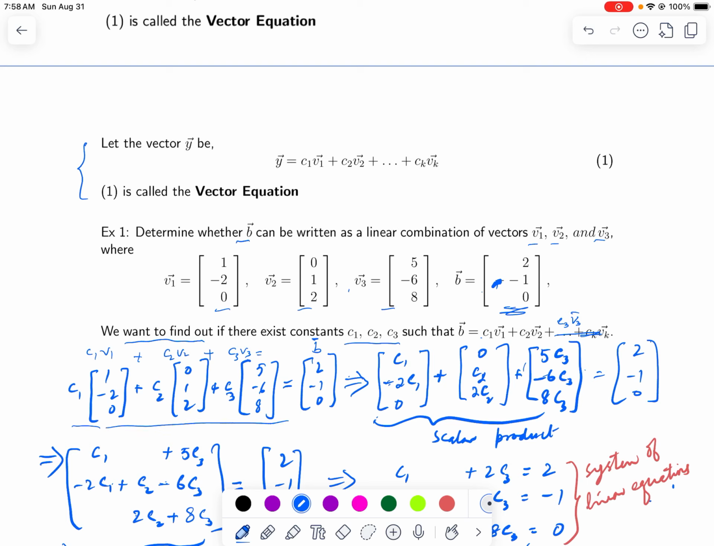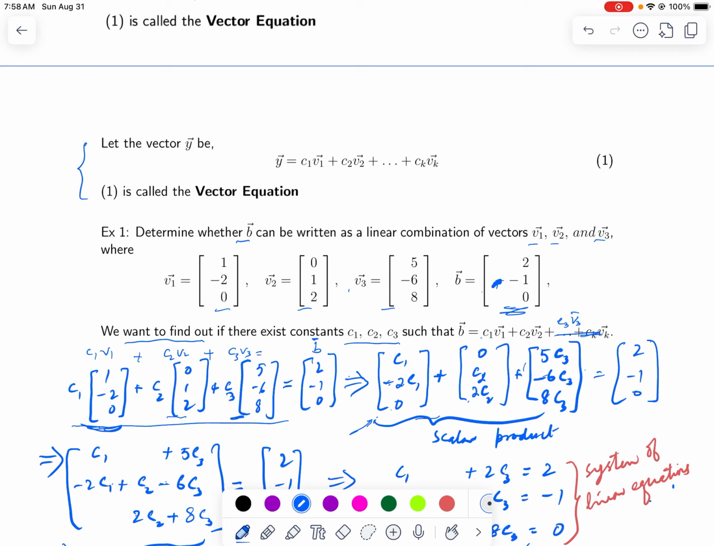Now using scalar multiplication, each of these constants in front of the vector will go to each entry. So the first vector becomes c1, minus 2c1 and 0. The second vector becomes 0, c2 and 2c2. And the third vector becomes 5c3, minus 6c3 and 8c3. And the right hand side is b, which is 2, negative 1, 0.